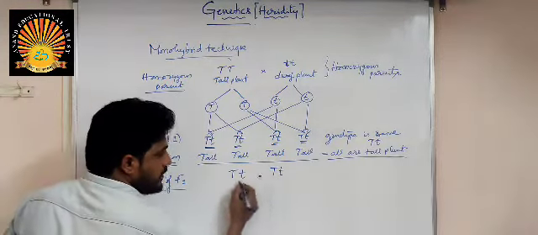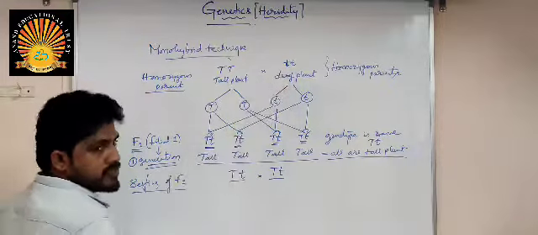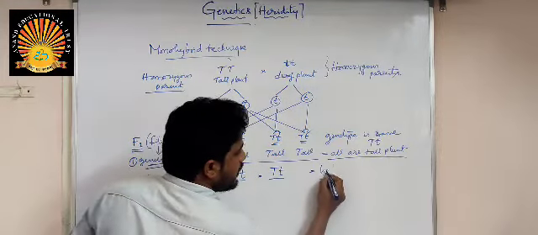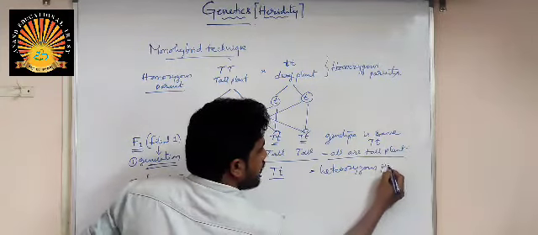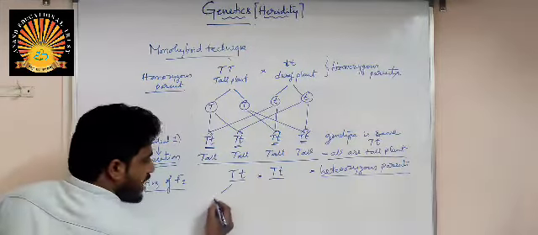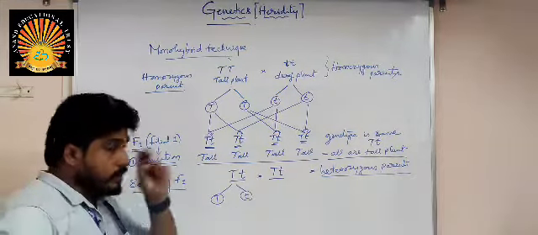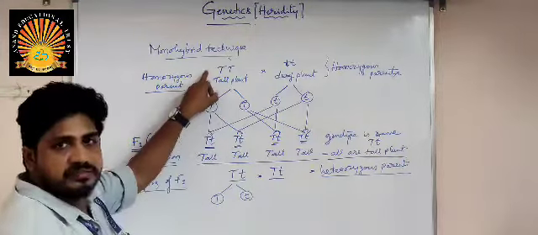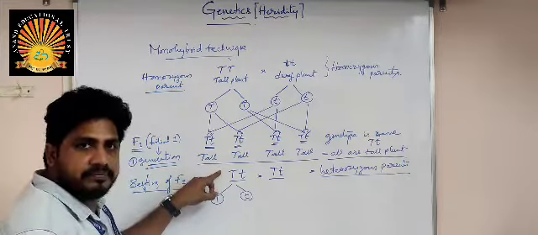So now crossing between two heterozygous parents. The earlier two parents acted as homozygous. These parents are heterozygous. Why did I call them heterozygous parents? I'll tell you. They produce gametes. One is capital T, another one is small t. They produce different types of gametes as they have.